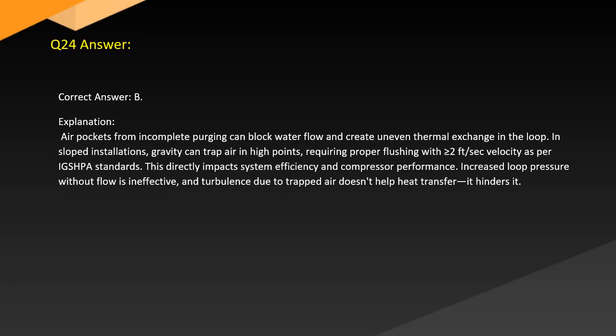Answer. Correct answer: B. Explanation. Air pockets from incomplete purging can block water flow and create uneven thermal exchange in the loop. In sloped installations, gravity can trap air in high points, requiring proper flushing with a velocity of at least 2 feet per second as per HVACR standards. This directly impacts system efficiency and compressor performance. Increased loop pressure without flow is ineffective, and turbulence due to trapped air doesn't help heat transfer. It hinders it.